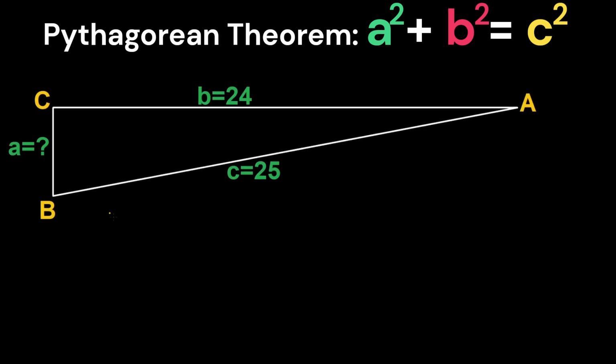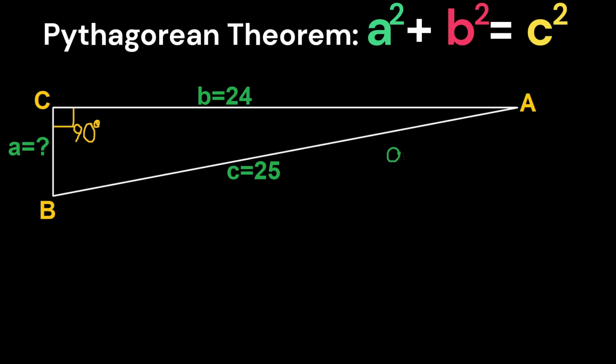Now let's take a look at this triangle. This one is also a right triangle, and angle C is the right angle here. It's 90 degrees. Before we go on to solve this question and find the side A, I want to tell you something about the names of these sides.